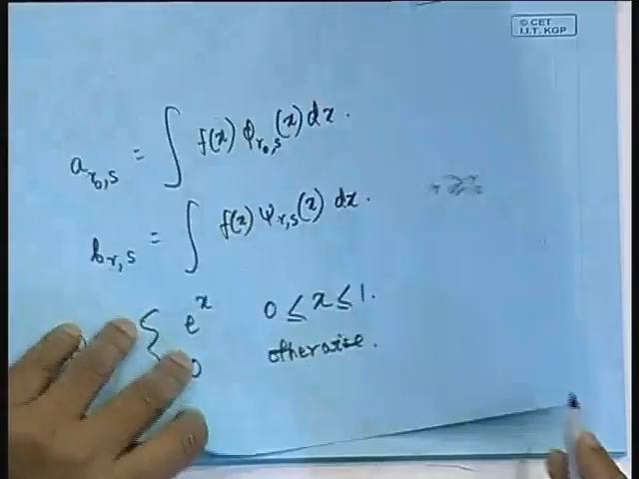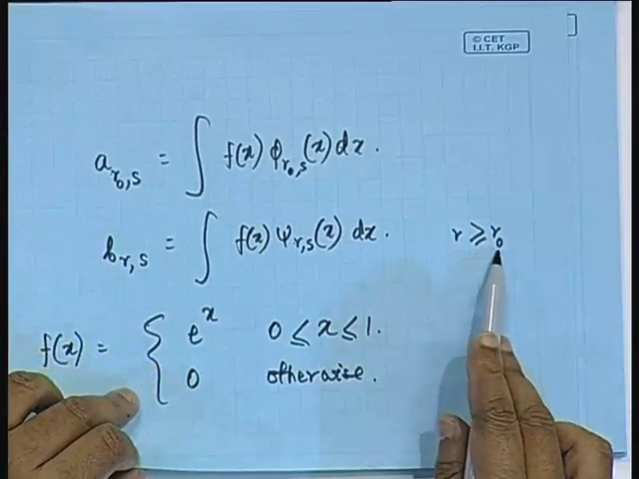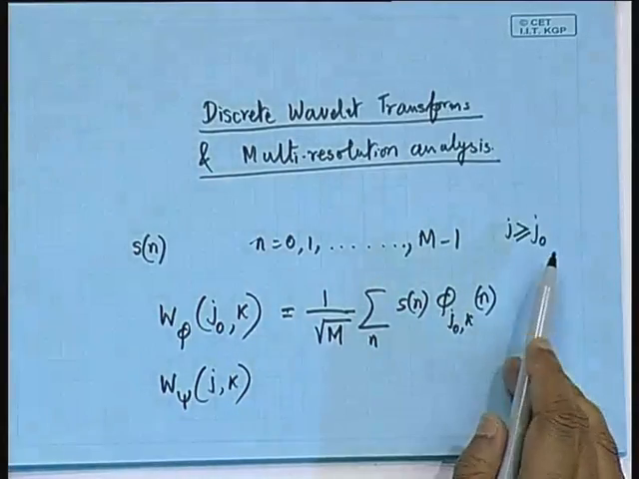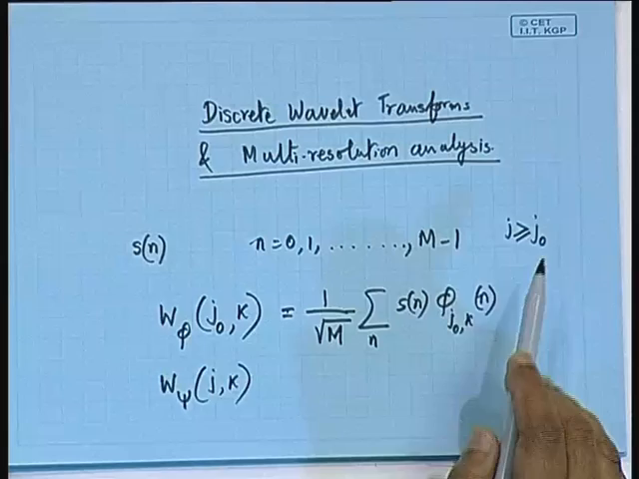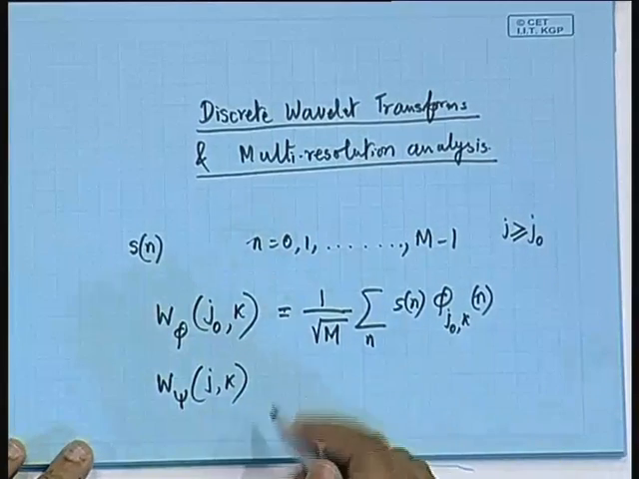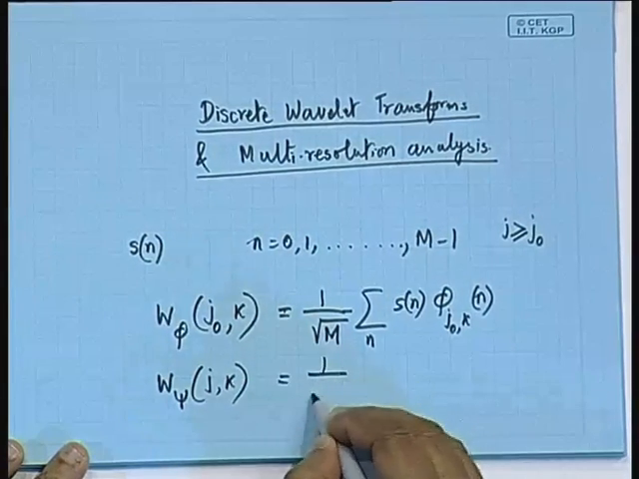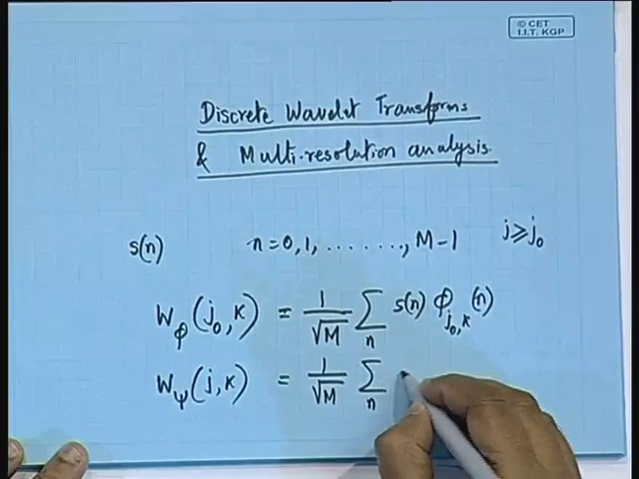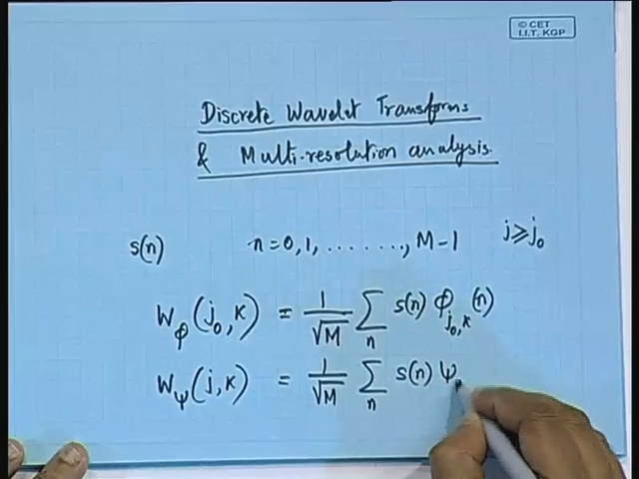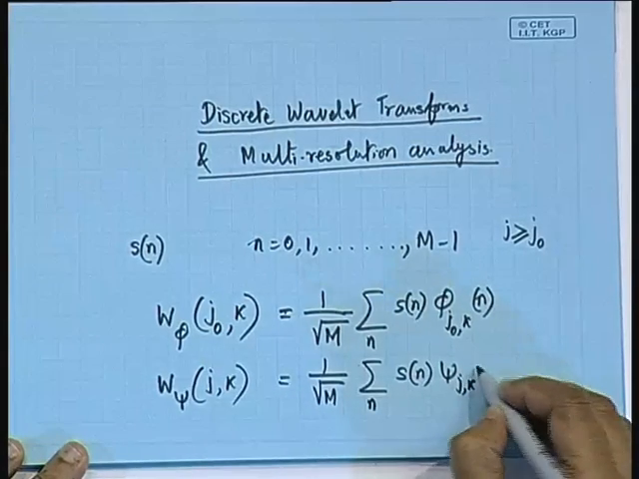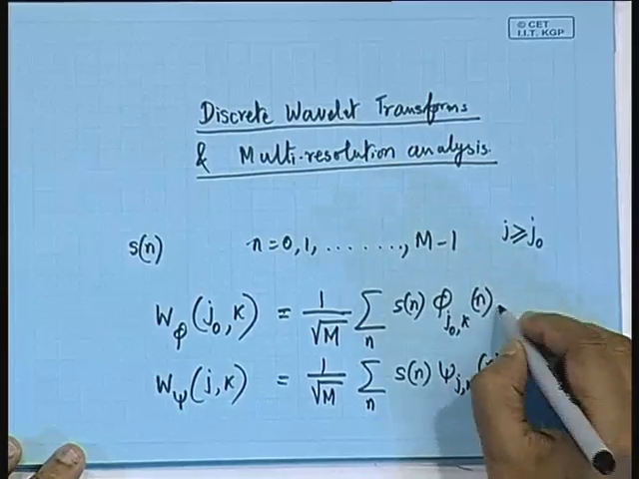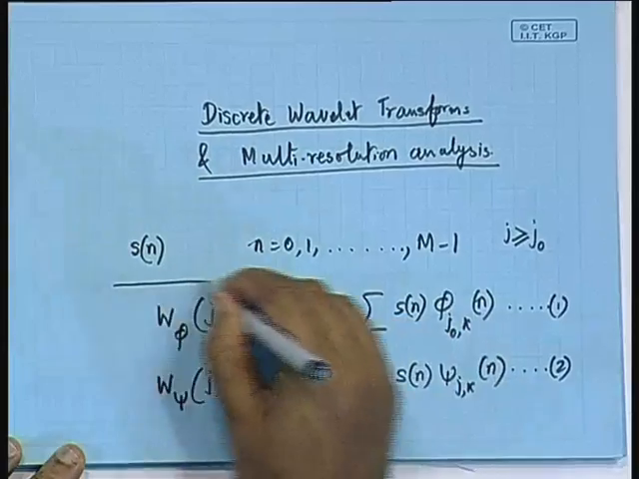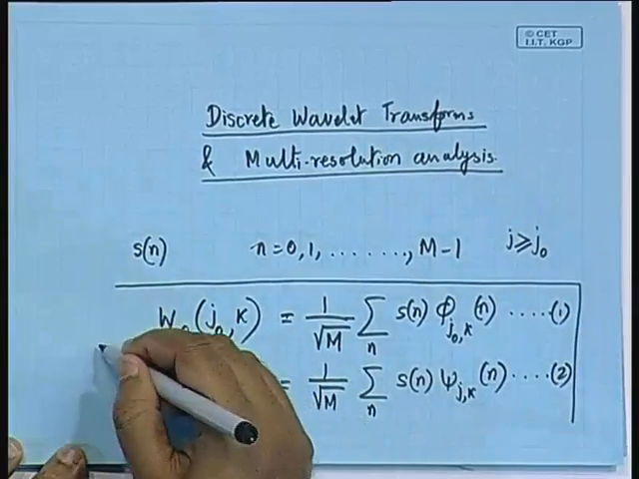Just like the way I had the condition that r is greater than or equal to r 0, that is to say the scaling functions are 0. In this case, I have to make j greater than or equal to j 0, and I can write W psi j k as 1 by root over M into summation over n S n psi j comma k n. So, I have got two equations, let us call this equation 1 and this equation 2. Any questions? Yes, please.